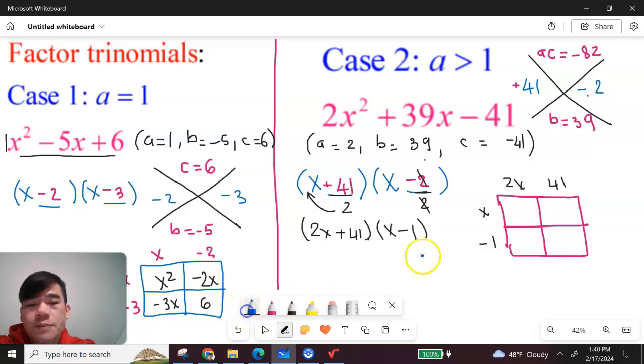Now we need to multiply them. s times 2s is 2s squared. s times 41 is 41s. Negative 1 times 2s is negative 2s. And negative 1 times 41 is going to be negative 41. And then if we add them up, it's exactly this answer right here. And that's it.